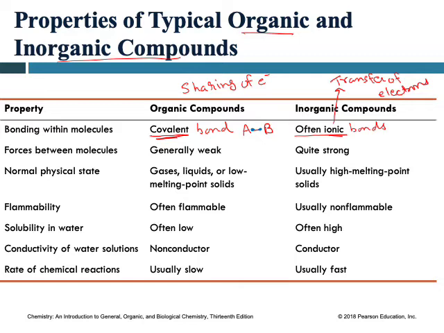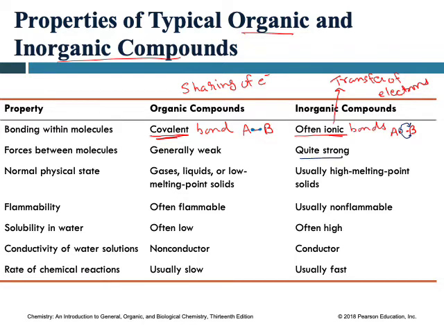When in an ionic compound, the same two elements, let's say A and B, this is their respective electron, but let's say A transfers the electron to B, and now this electron is on B. So this is a transfer of electron, and that's why they form an ionic bond. The forces between molecules in organic compounds are generally weak, whereas in inorganic compounds they are strong because of the ionic bond.